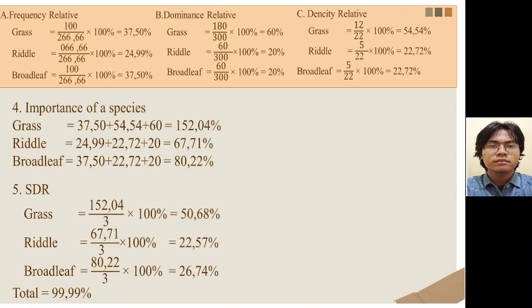SDR or summed dominance ratio. SDR can be found when the importance score is divided by 3.